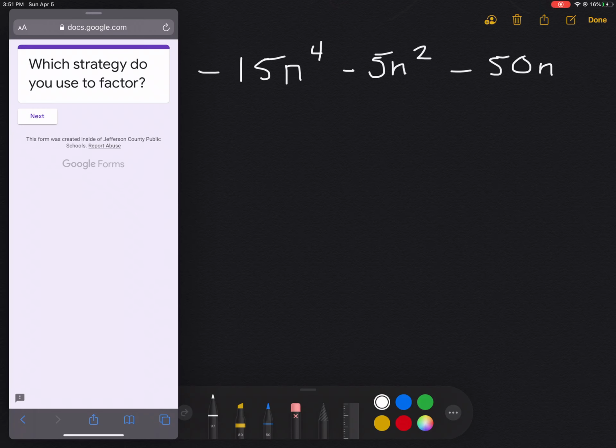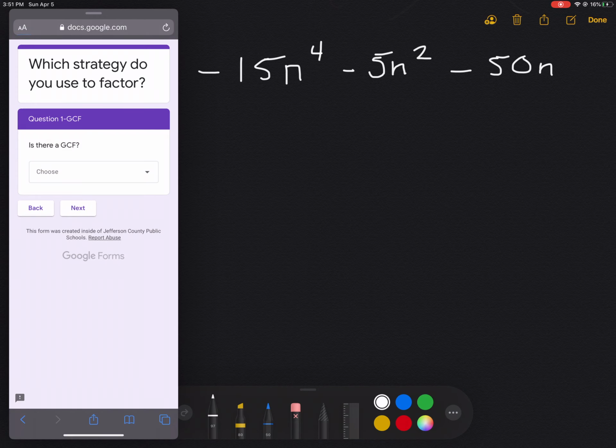Hey guys, today I'm going to show you how to use this Google form to help you identify which of the strategies you're going to use when you're factoring the polynomials that are in your review homework assignment today. The very first thing you're going to do is open up the form, and it'll look just like this, the title page where it says, which strategy do you use to factor?